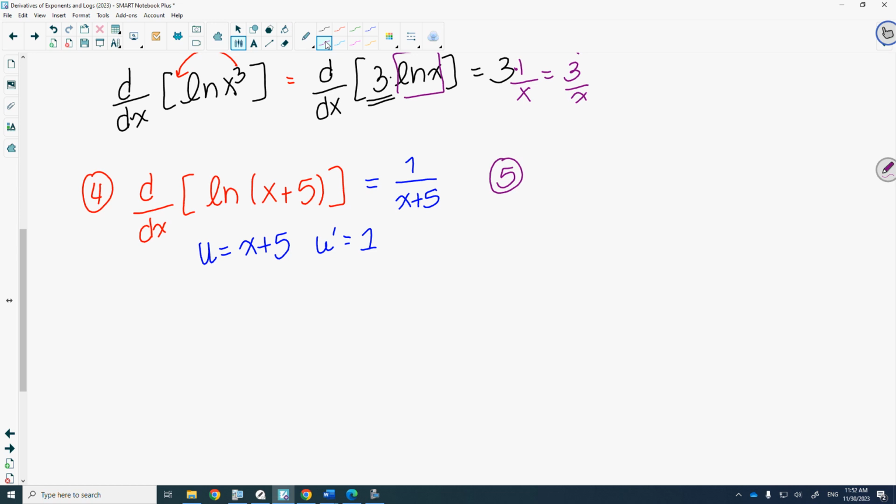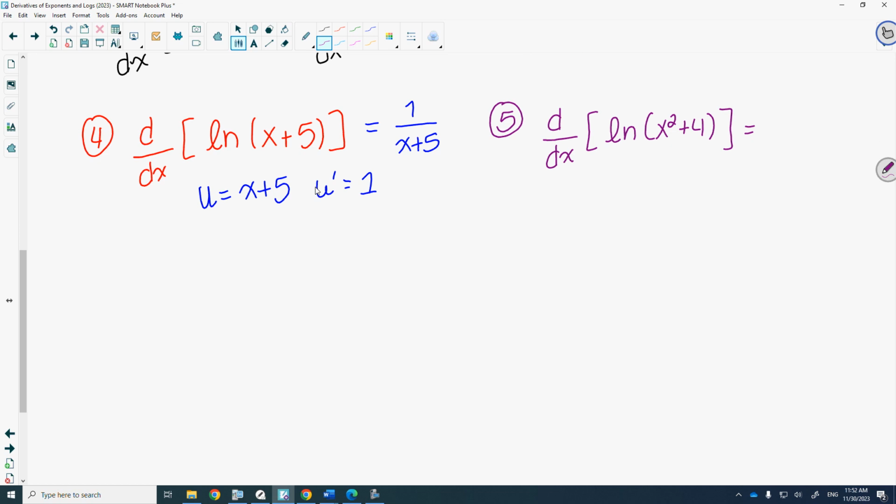Try this one. So number 5. I want you to differentiate with respect to x the natural log of x squared plus 4. And the other one that I want you to try would be find the derivative of the natural log of 7x plus 5 minus x cubed.